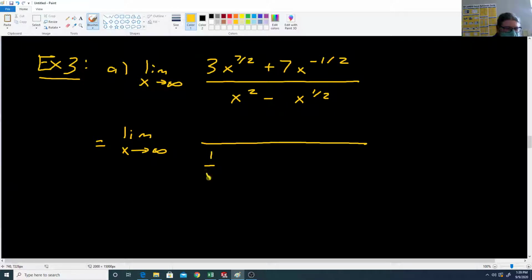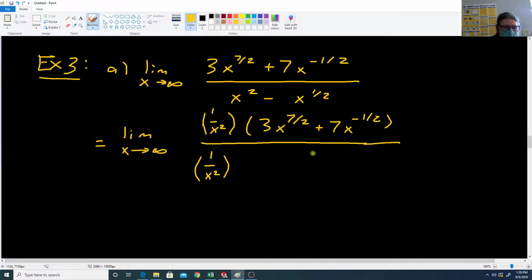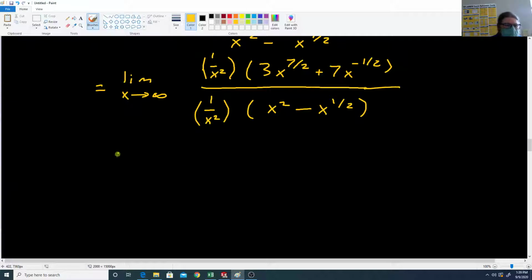So we're going to multiply the top and the bottom by 1 over x squared. Our book uses x to the negative 2 instead of 1 over x squared. It's the same thing. I just think if you write it this way, it's easier to see the cancellations happen. And then remember, when we get stuff like 1 over x to the whatever, we can figure out what's going on from there.